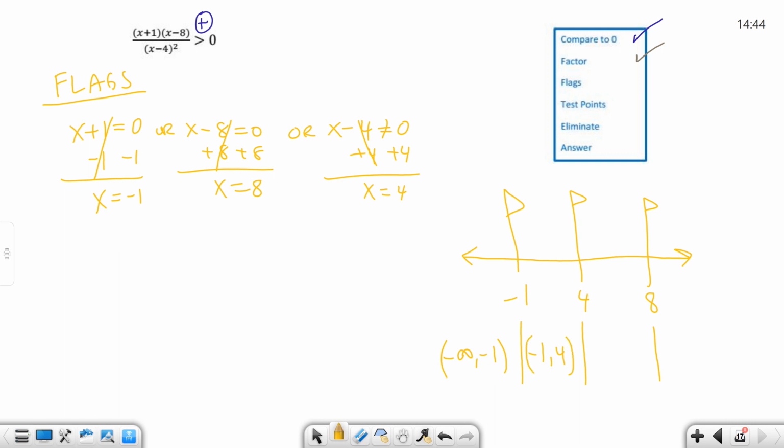-1 to 4, both with parentheses. Parentheses 4 to 8 with parentheses, and then parentheses 8 to infinity. Make my comma not quite so big there. So again, those are my potential answers, not necessarily the answers.